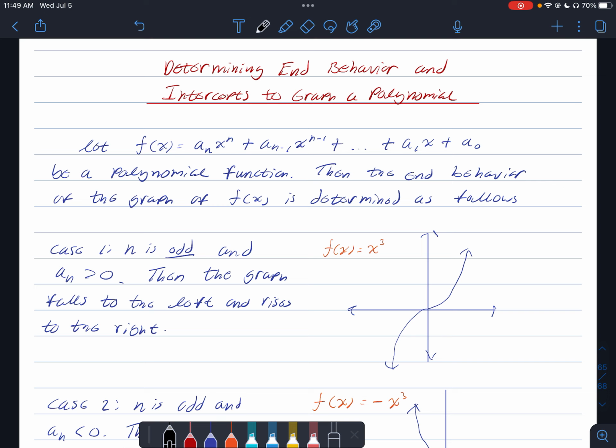Okay, so don't panic if every last point isn't perfectly graphed. We're mostly looking for the general idea of how the graph is going to behave. Okay, so let's first talk about end behavior.